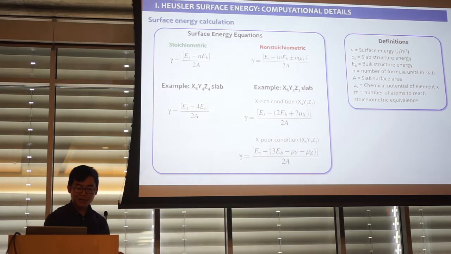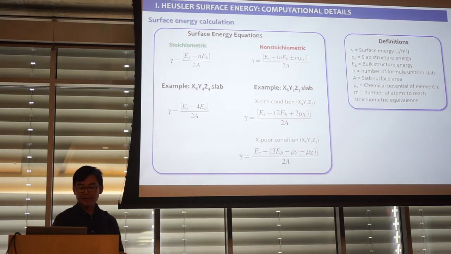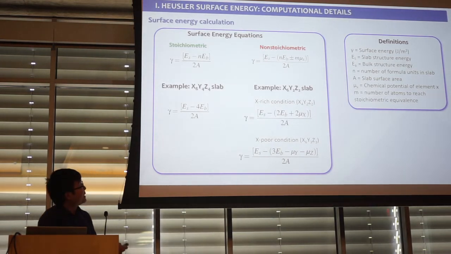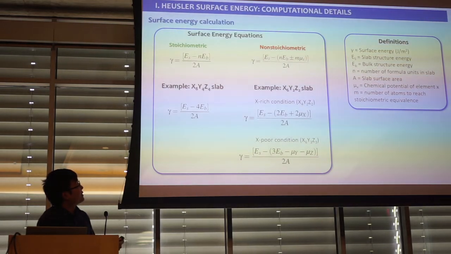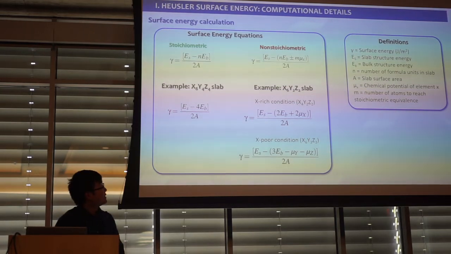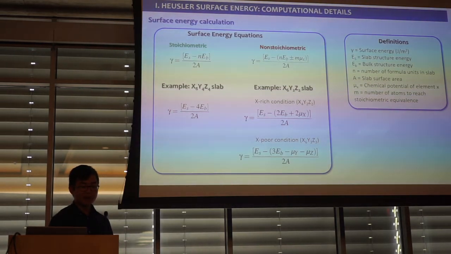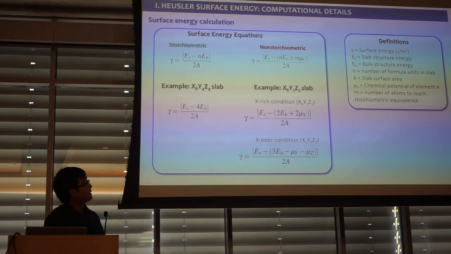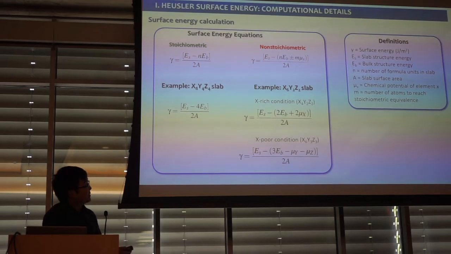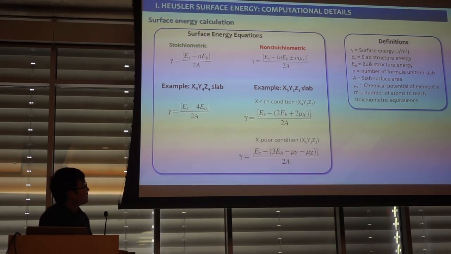It gets a little bit more complicated in the non-stoichiometric case, but the overall structure of the equation is very similar. The only difference is we have this chemical potential term right here. And this is a term that's used to compensate for atoms that are in excess or lacking in the slab structure compared to n times the bulk formula. So, for example, if we have a slab structure that's X6, Y2, Z2, that would be non-stoichiometric.